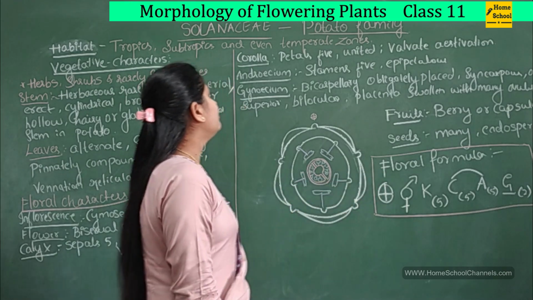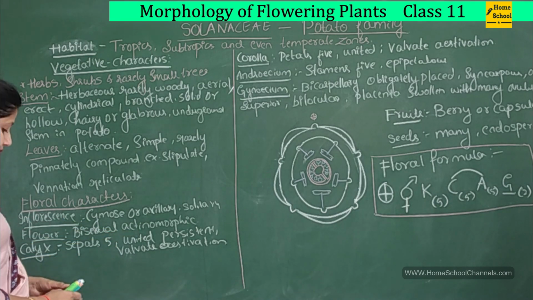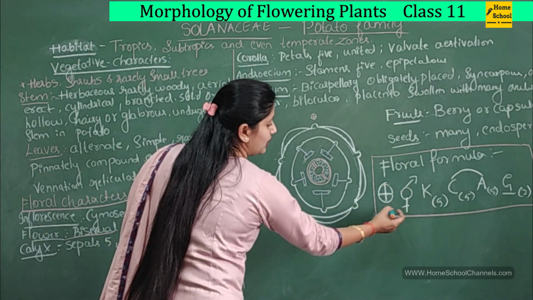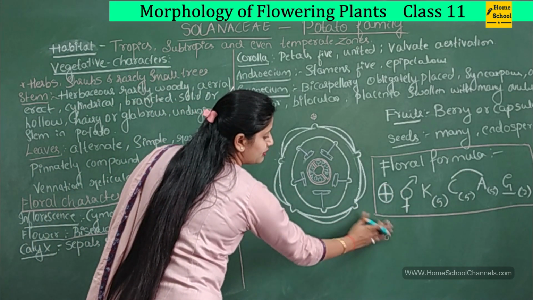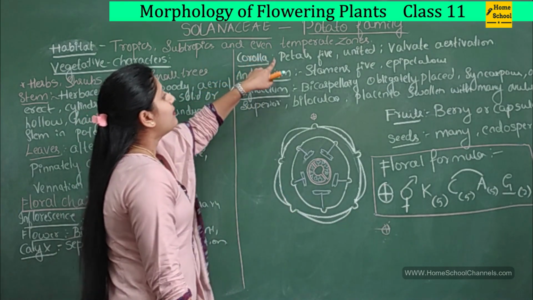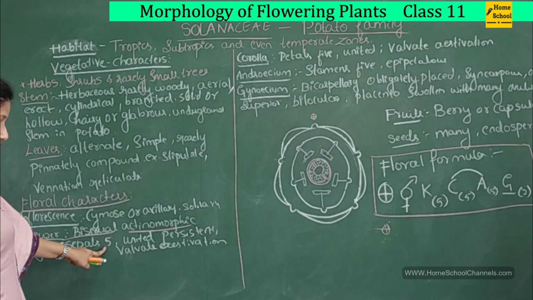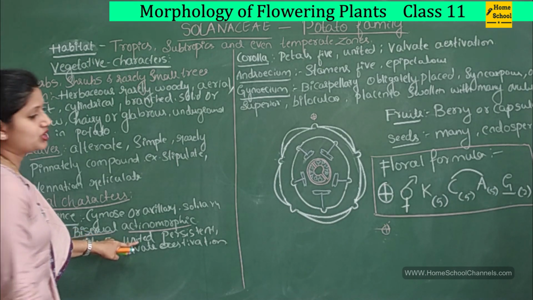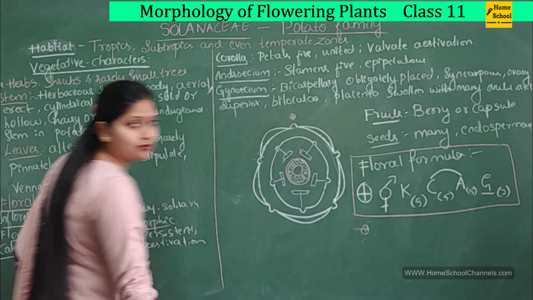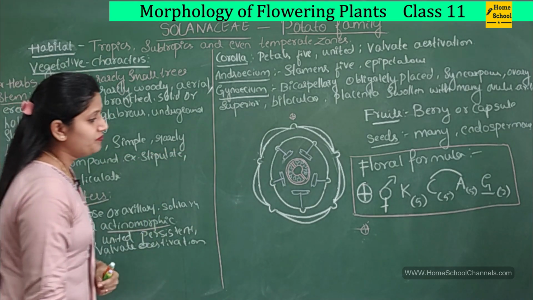So floral formula, we know that the flowers are actinomorphic and bisexual. If it is zygomorphic, we have to write this. If it is actinomorphic, it is this symbol. So they are bisexual flowers. About the calyx, there are totally 5 sepals which are united or fused. So we have written calyx, they have 5 sepals and in the bracket, it means that they are fused and they show the valvate estivation. We will show it here.